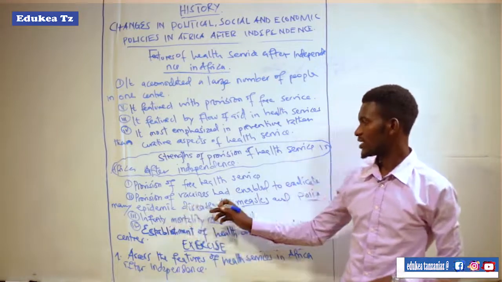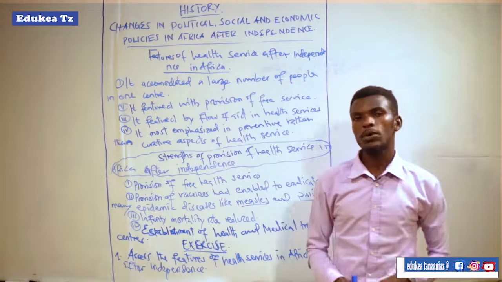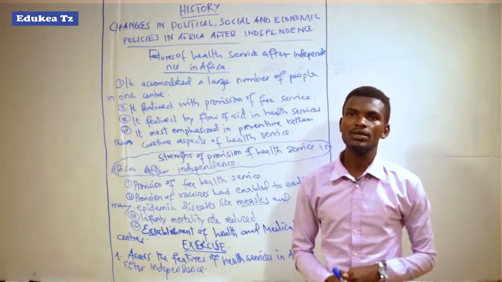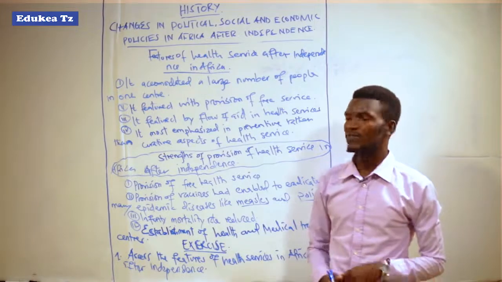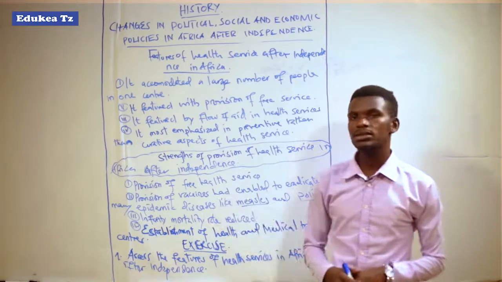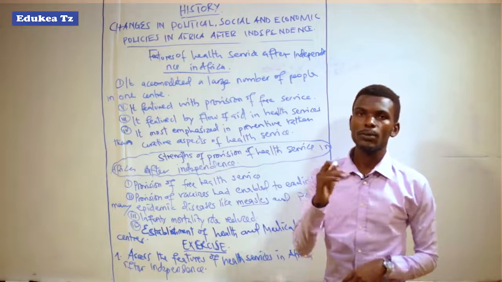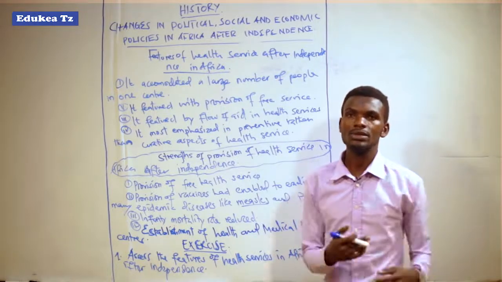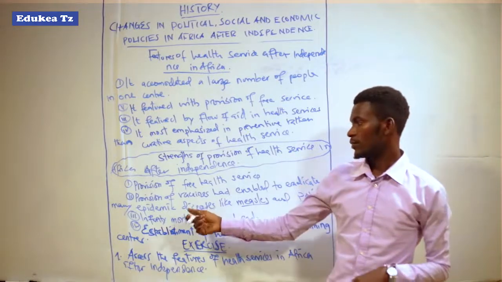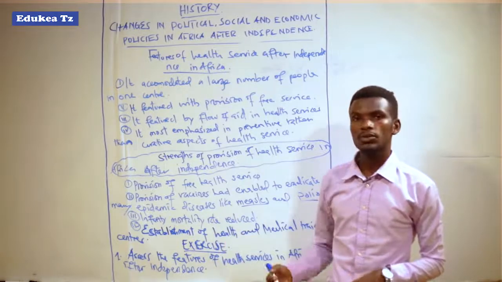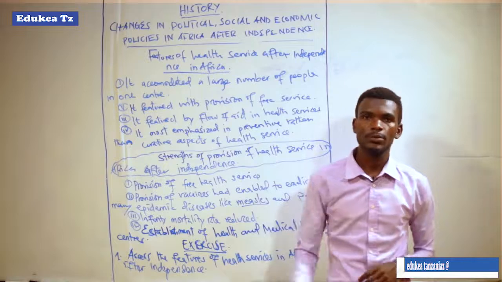But the second one was provision of vaccines, which enabled the eradication of many epidemic diseases like measles and polio. It means that the vaccination provided to young children and infants after birth led to the eradication of many epidemic diseases like polio and measles. Those diseases were much affecting the African people before independence. So after the provision of those health services after independence, the vaccines enabled the eradication of many epidemic diseases in African countries like polio and measles.